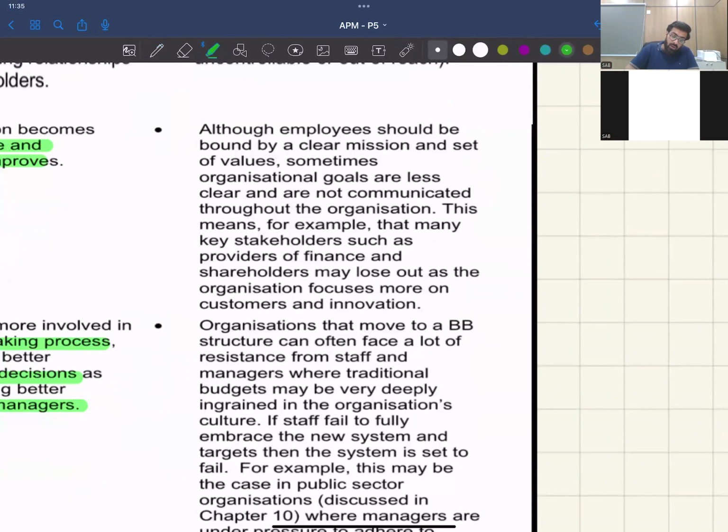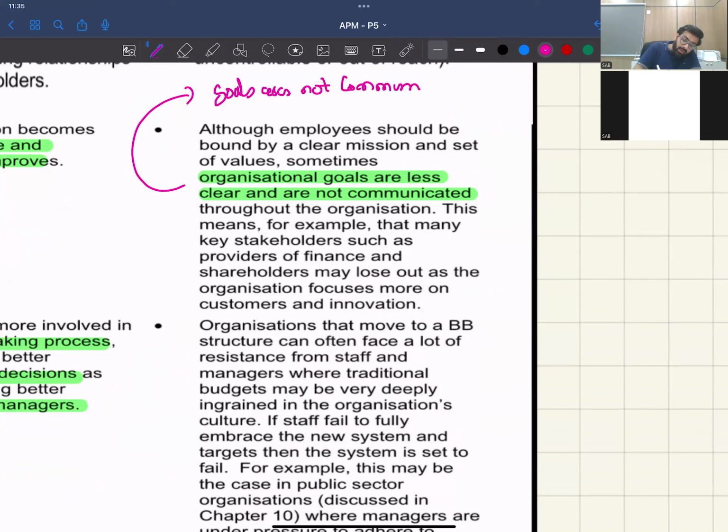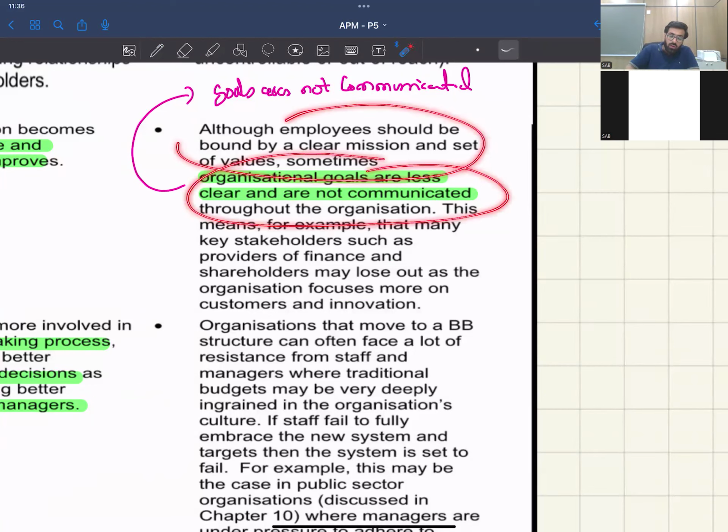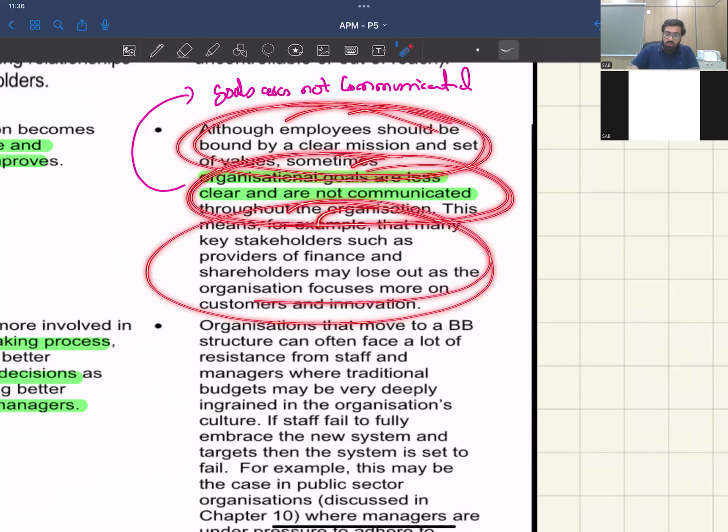There are certain organizations in which the goals are not clearly communicated, right? So if goals are not communicated, how will you believe that your employees are acting towards your goal? Your goal should be clearly communicated to the people. Okay.